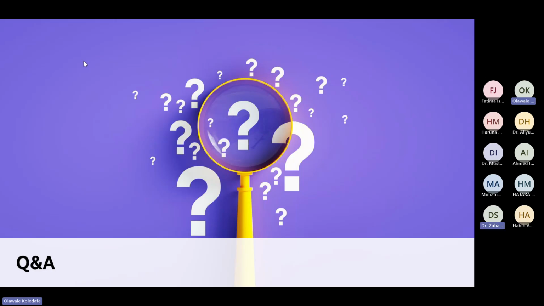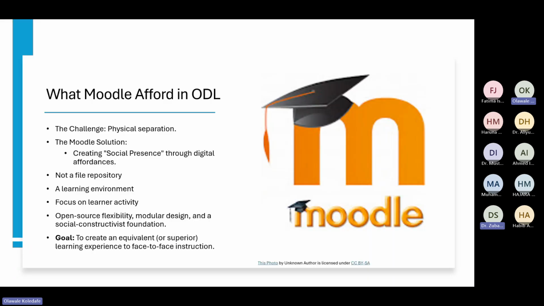And that yields a better performance in learning. That is why I put in brackets, and I always say that in ODL we provide a superior learning experience to what is obtainable in face-to-face teaching and learning. That is why I made that statement, because if you look at it theoretically, conceptually, there are chances of students performing better in open and distance education than what is obtainable in face-to-face.